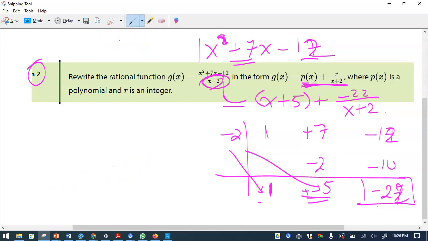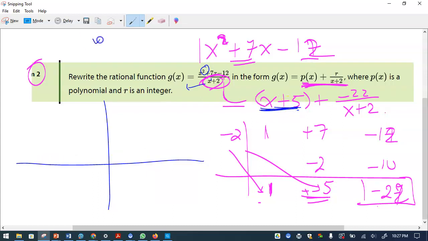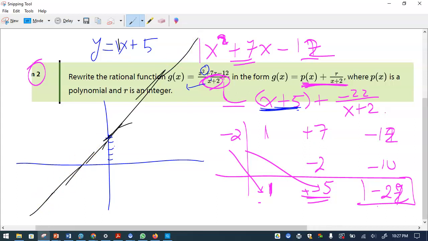If you want to know how the graph will look, what that means is that when the degree of the numerator is bigger than the denominator, there is no horizontal asymptote, but there is a slant asymptote. So it is y equals x plus 5. That means it starts at 5, and then you have a line with a slope 1, something like this. This is the slant asymptote.